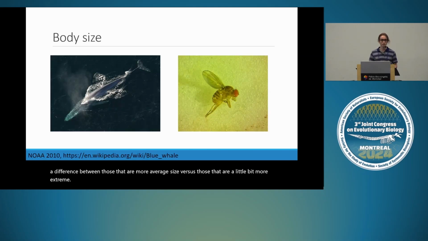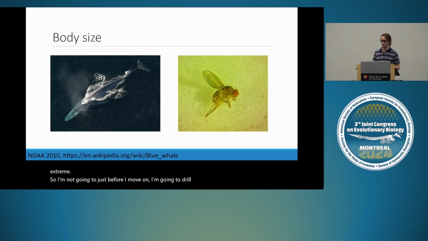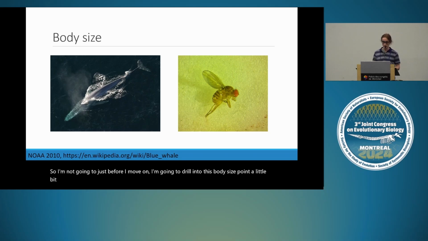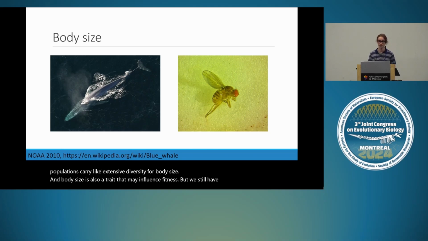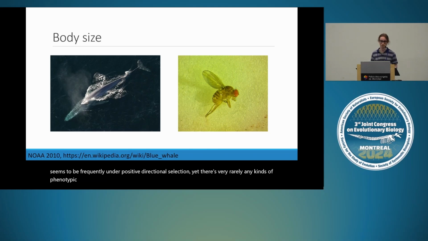Just before I move on, I'm going to drill into this body size point a little more deeply. Body size is a particularly useful trait for this because, firstly, many populations carry extensive diversity for body size. It is also a trait that may influence fitness, but we still have a relatively poor understanding of how body size evolves. Meta-analyses have demonstrated that body size seems to be frequently under positive directional selection, yet there's very rarely any phenotypic change, which is called evolutionary stasis.